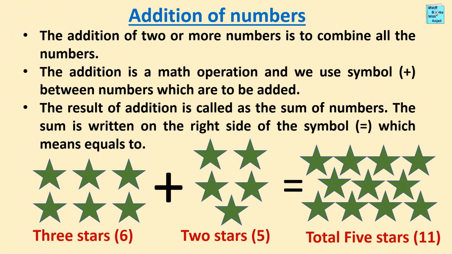In addition, we add two or more numbers. We learn addition in mathematics. We use the symbol of plus to show the addition of two numbers like 6 plus 5. And the result after addition is the sum of numbers. This total sum we show on the right hand side of the symbol of equal to. So over here we will say 6 plus 5 is equal to how much? 11.